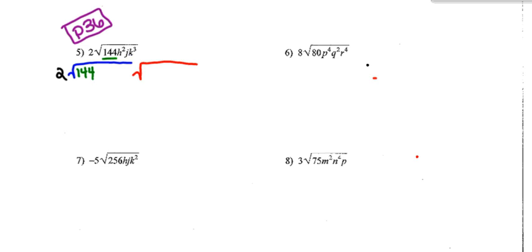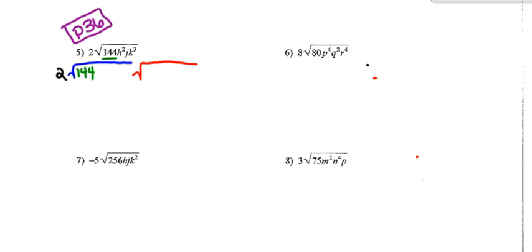Now, if that were a number like, say, 18, I would split the 18 apart into 9 times 2, and the 9 would go under the first radical. The 2, the non-perfect square factor, would go under the second radical. But back to this example.